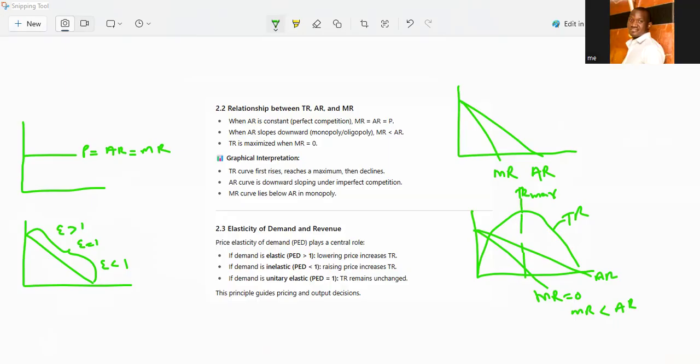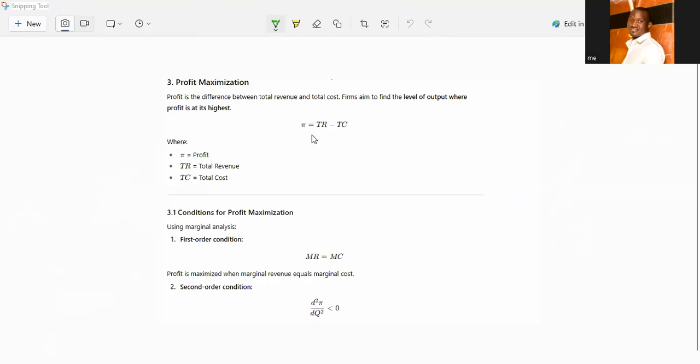So I want to go to profit maximization. When do we maximize profit? What is profit? Profit is simply the difference in our total revenue and our costs. Profit is given by the symbol pi is equal to TR minus TC, where pi is a profit, TR is a total revenue, and TC is the total cost. So when we want to maximize profit, the marginal revenue must go to the marginal cost, or the marginal profit must go to zero.